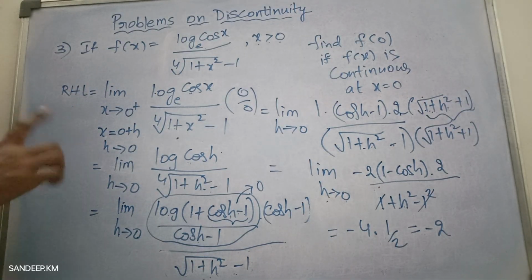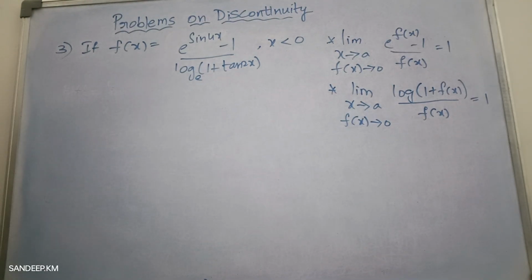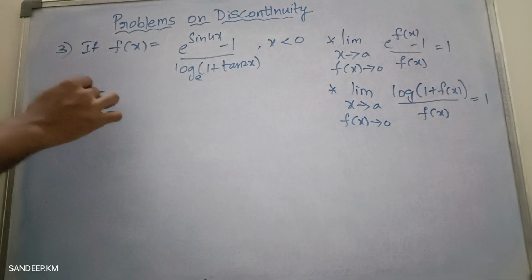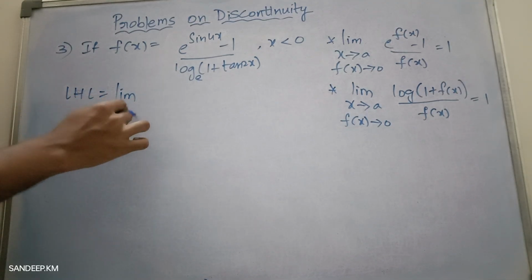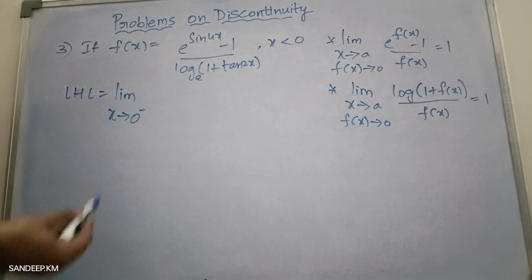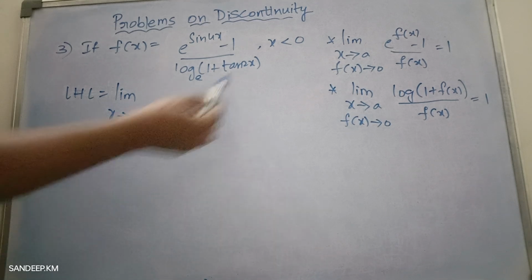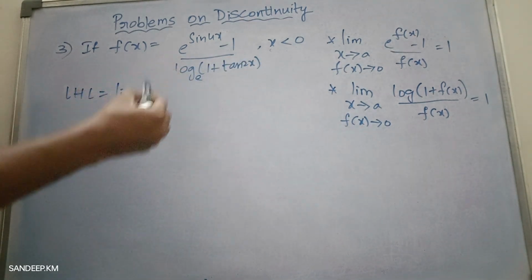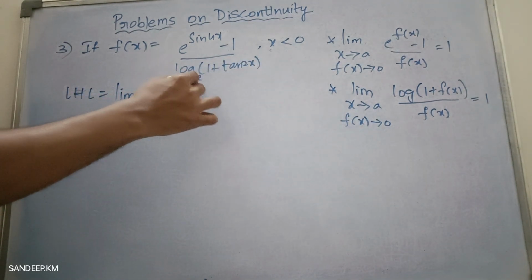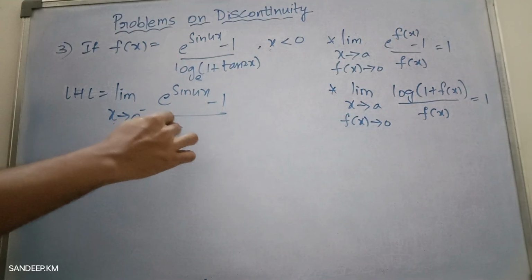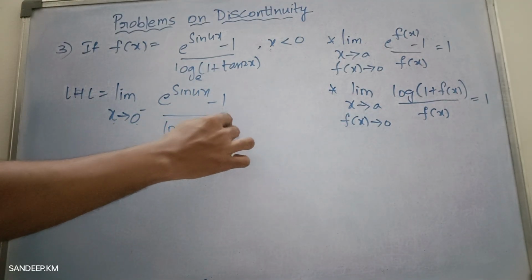Okay, now. So I got the right hand limit as -2. Now let us find the left hand limit. So LHL is equal to limit x approaches 0 minus f of x. X approaches 0 minus means x is less than 0. So f of x is this: e power sine 4x minus 1 by log of 1 plus tan 2x.